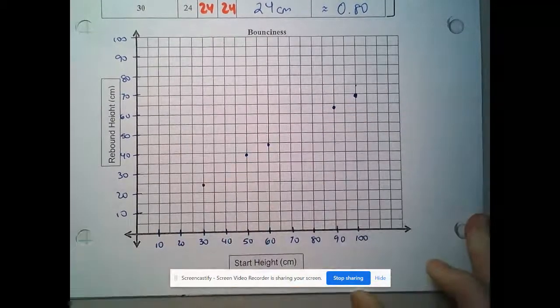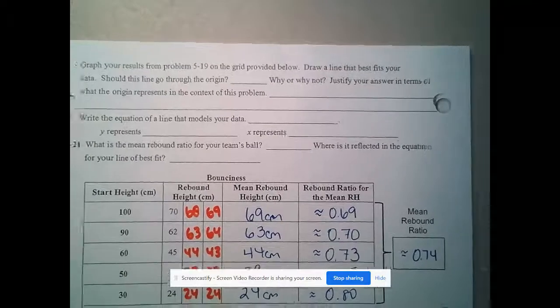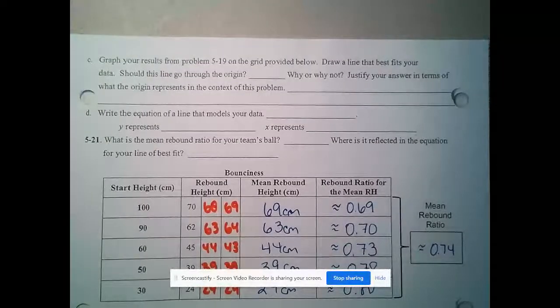So those dots actually look pretty linear. I mean, we've got a very small set of data, only 5 points. And actually, those numbers are quite low. So if we wanted to graph them, you know, that's pretty linear, right? From a quick glance. It says, graph your results from problems 5 to 9 on the grid provided below. Draw a line that best fits your data.